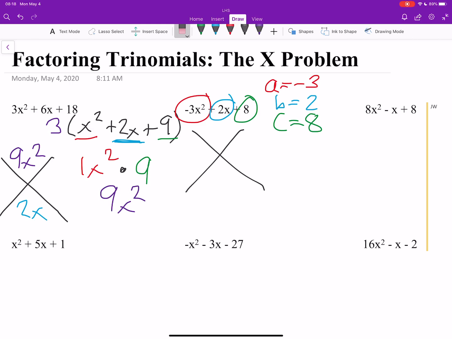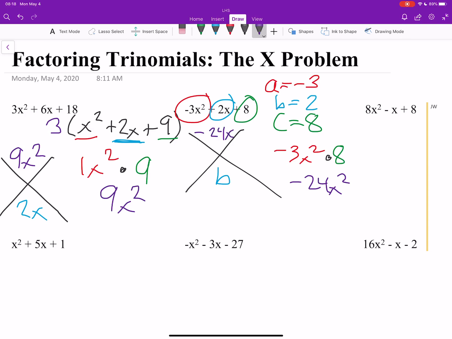It would be gone. Okay, so again, in the top of my x problem goes A times C, and in the bottom of my x problem goes B. So let's take my A term, negative 3x squared, and multiply it by my C term, which is 8. Okay, let's multiply the big numbers. 8 times negative 3 is going to get us negative 24, and then just bring down my x squared, so negative 24x squared. That's what goes on the top of my x problem there.